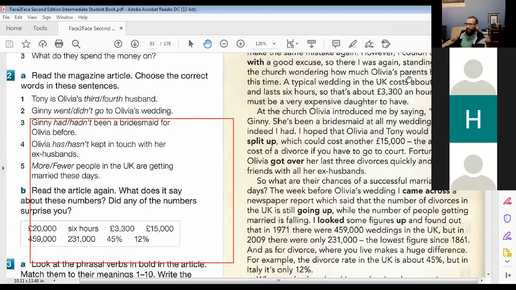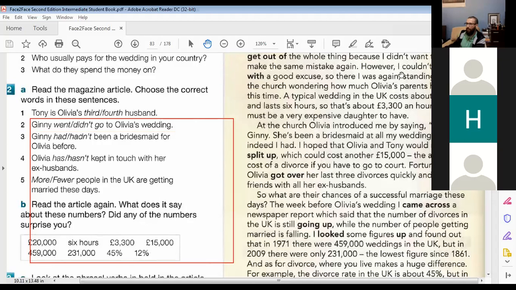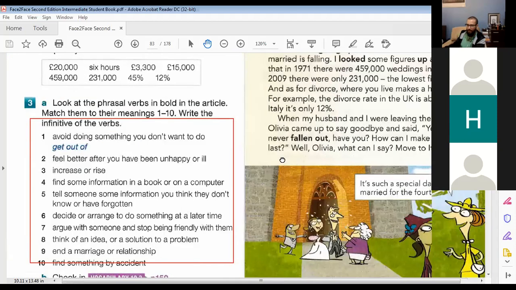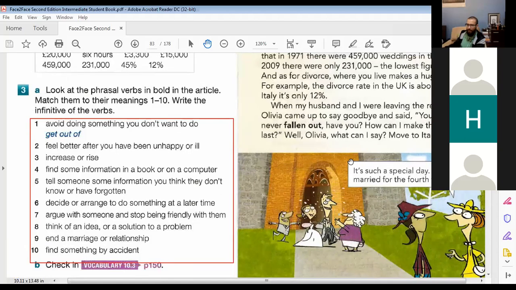I think we have 2 others. Come up with. However, I couldn't come up with a good excuse. What do you think? Come up with, from the list. To come up with an idea, to think of an excuse, an idea or a solution to a problem. Number 8, that's correct. So when you come up with an idea or an excuse, it means you think of an idea or a solution to a problem you have. Correct. Come up with.